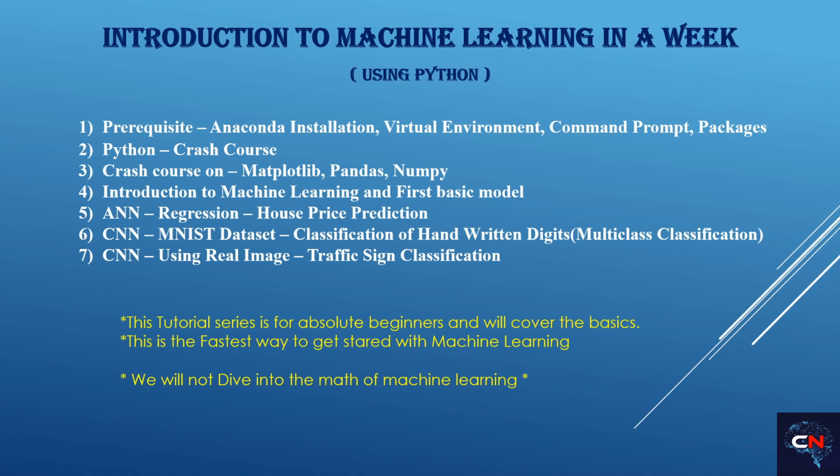So this takes exactly 7 days to complete this machine learning course. You can complete it sooner or even slower if you want, if you don't have enough time. So this basically takes 2 hours a day, and by the end of the 7th day you will be classifying traffic signs using a model, and it will predict traffic signs.